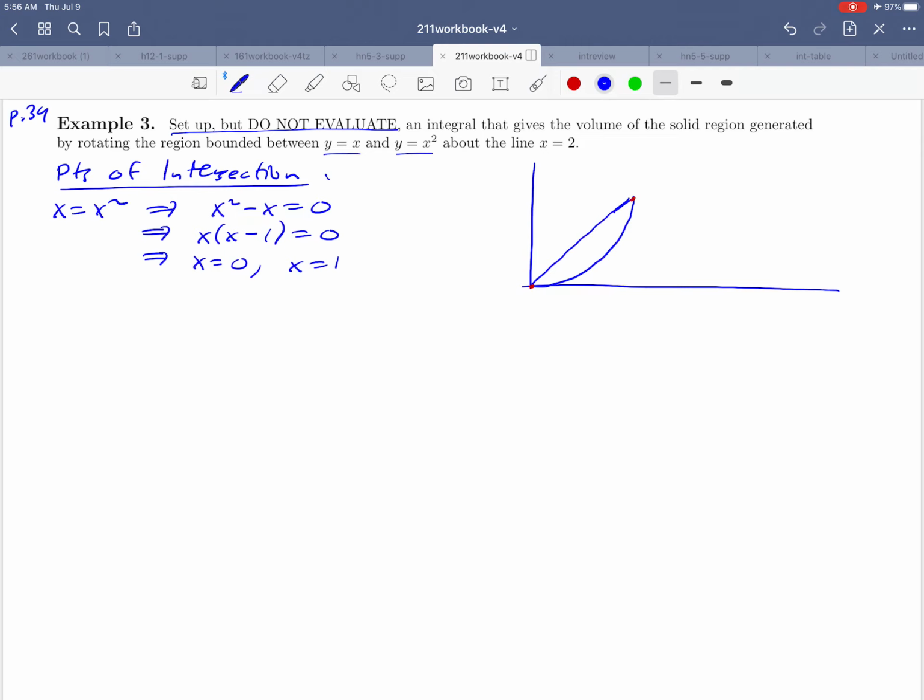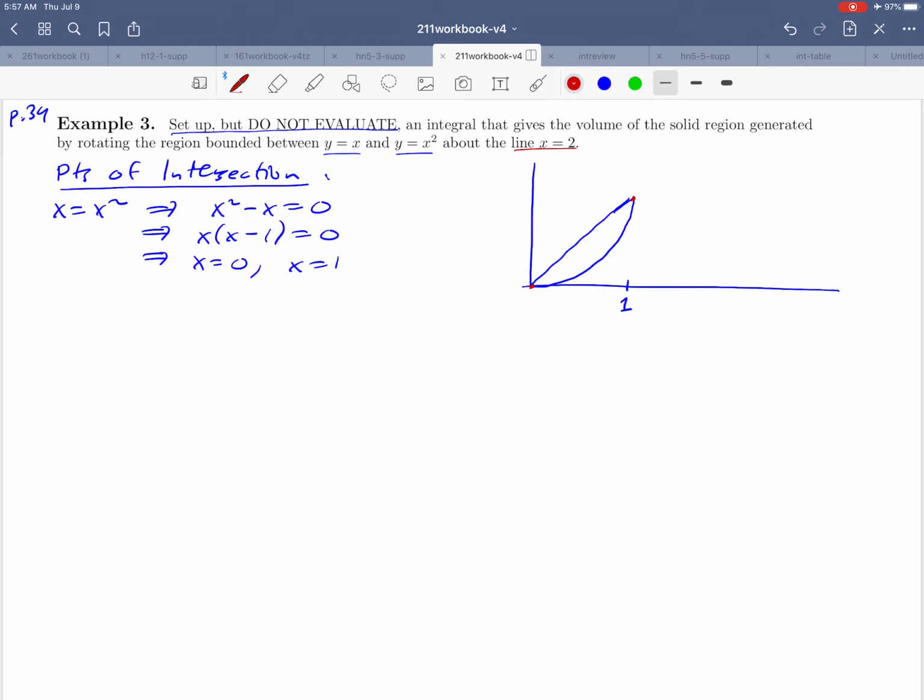Now let's see how they're actually describing the solid to us. They'd like us to take this region and rotate it about the line x equals 2. That's a little bit different of an axis of rotation than what we've seen before. We know from our work before that x equals 1 is sitting over here. That was one of our points of intersection. So our axis of rotation is actually over to the right here.